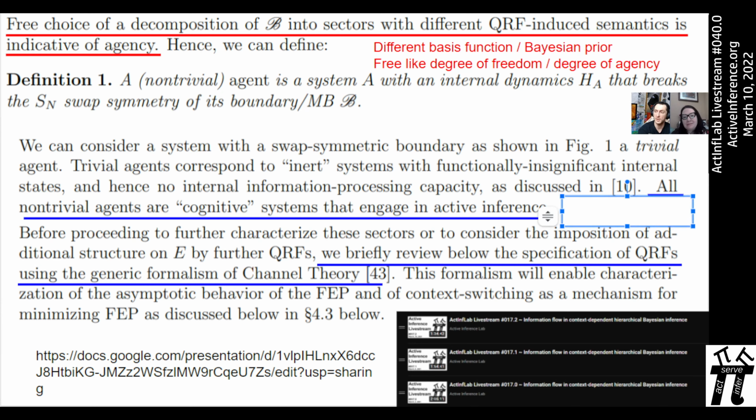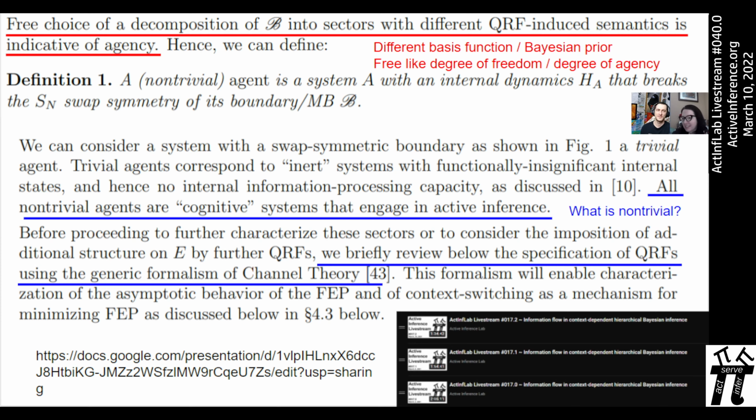Yeah, or also, all non-trivial agents are cognitive systems that engage in active inference. What is non-trivial? To who? How do we escape this infinite, multi-perspective, multi-scenario universe? Or do we just have a way of working with that? I do think that they get into non-trivial in a little while, but they say a non-trivial agent is a system with internal dynamics that breaks the swap symmetry of its boundary Markov blanket holographic screen.